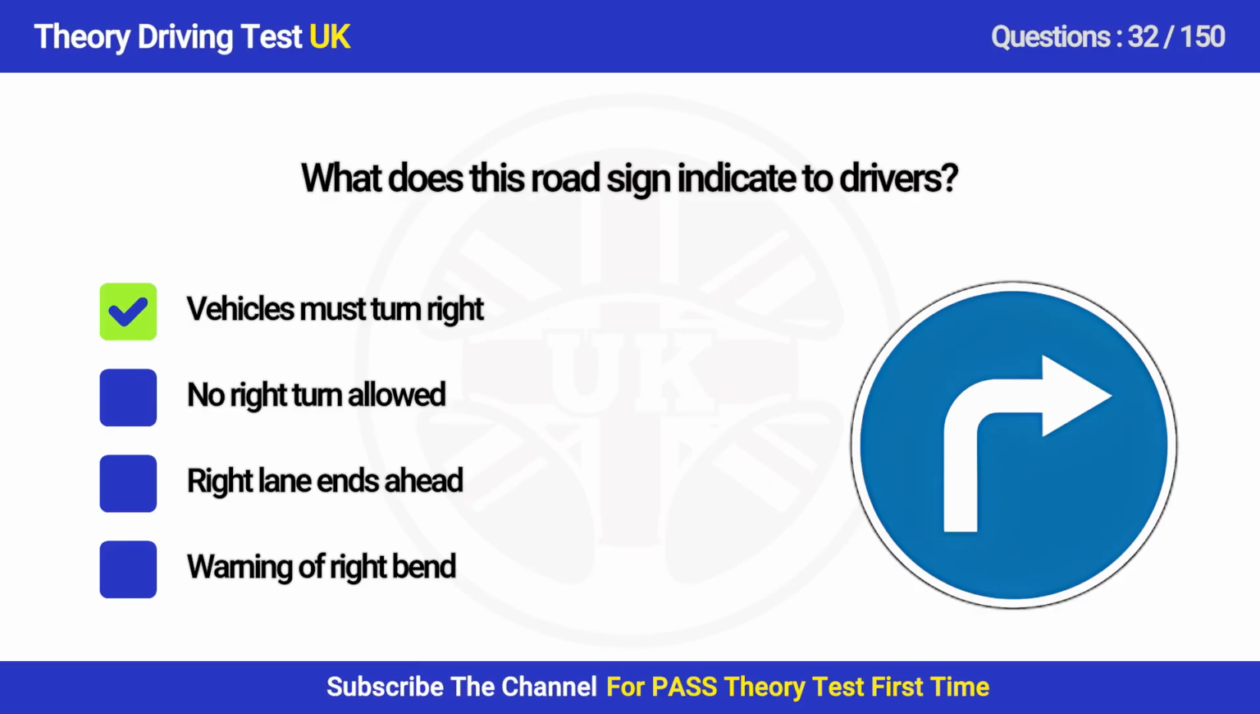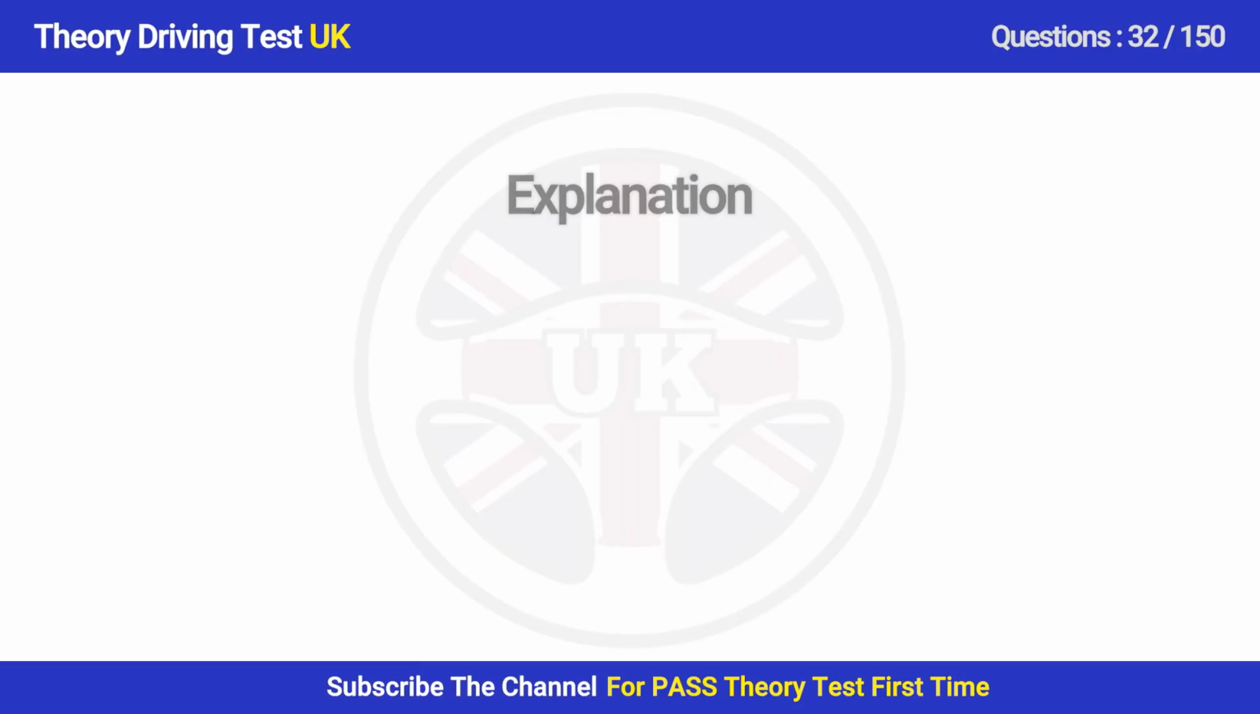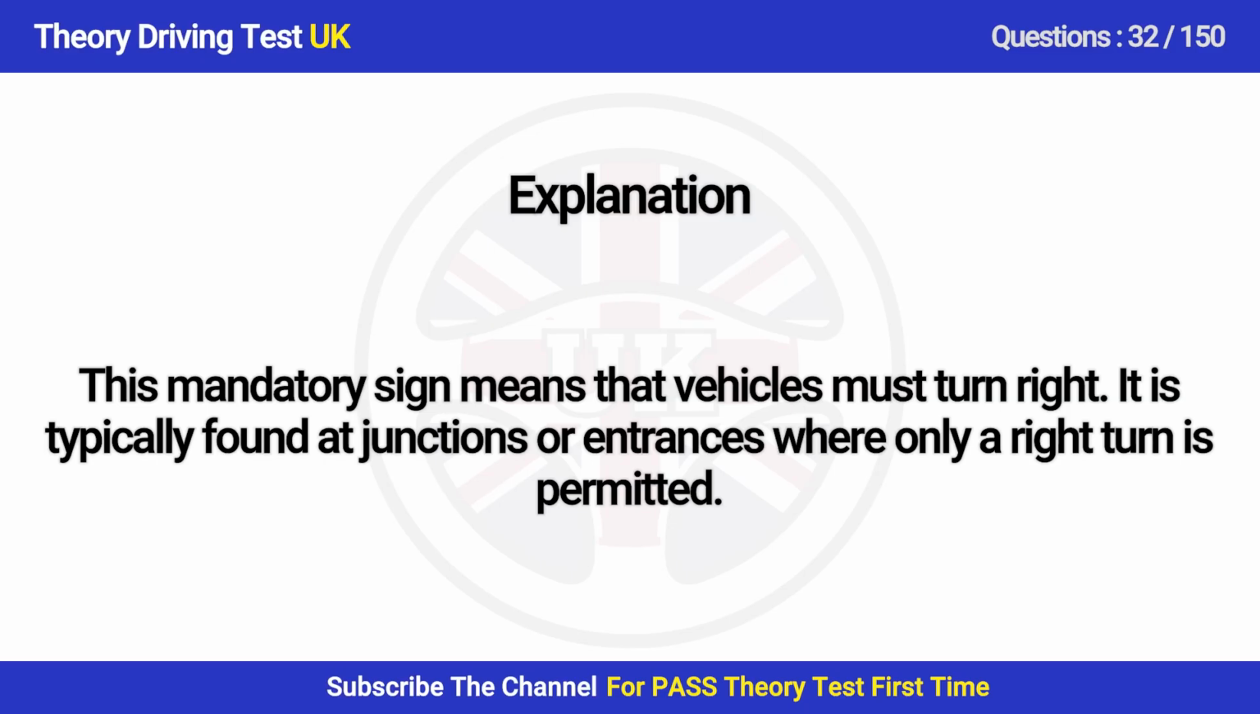Answer is A. Vehicles must turn right. This mandatory sign means that vehicles must turn right. It is typically found at junctions or entrances where only a right turn is permitted.